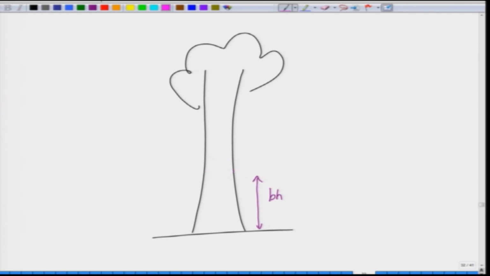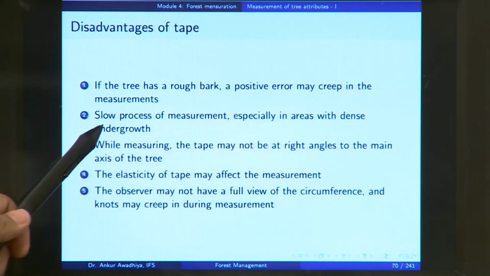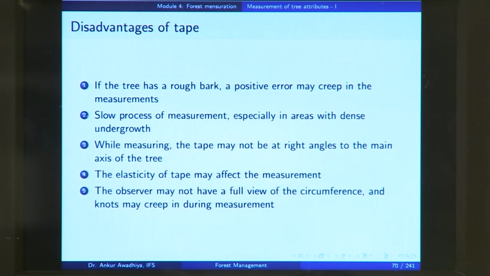So, suppose you are standing at this location. You are seeing that your tape is like this, but your tape actually went like this, or your tape went like this, and you have no way of finding out whether this was the case, because you are standing here and you can see that this point is at breast height, but the other points are not at the breast height. So, while measuring, the tape may not be at right angles to the main axis of the tree, and this is much more prominent in the case of tape as compared to in the case of calipers.